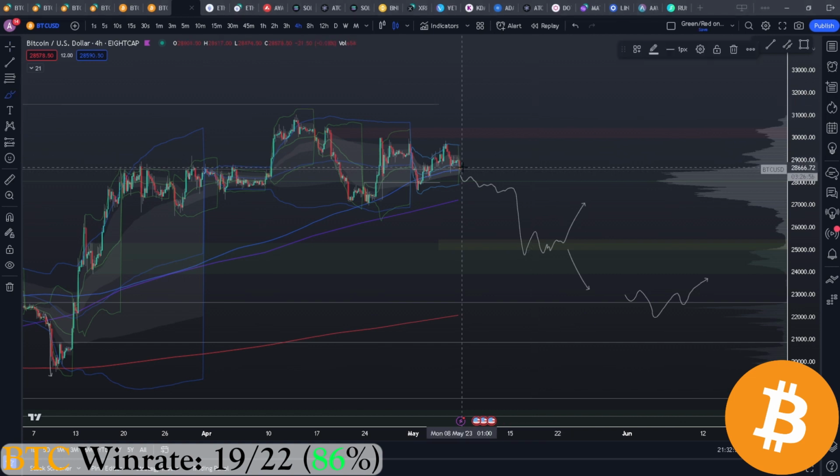It is possible to get even tighter consolidation here until the core CPI meeting on Wednesday, until we see some volatile action and we get our true direction.